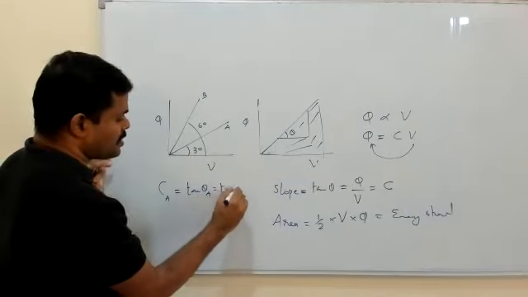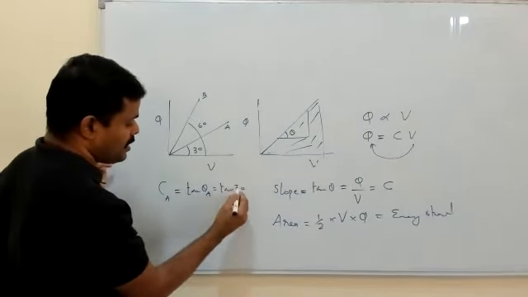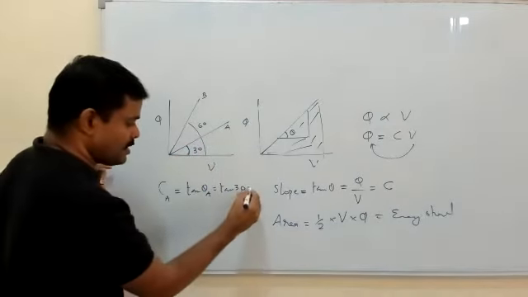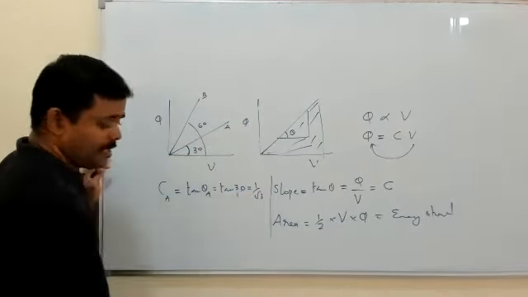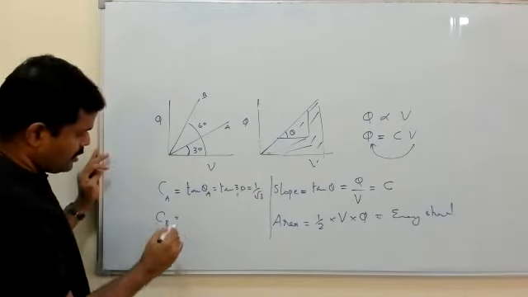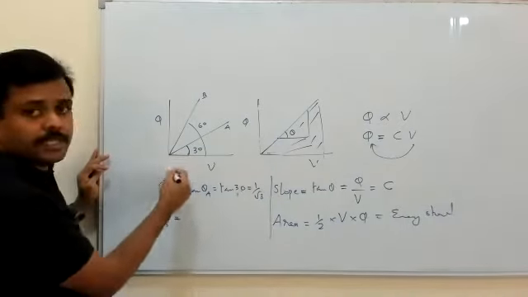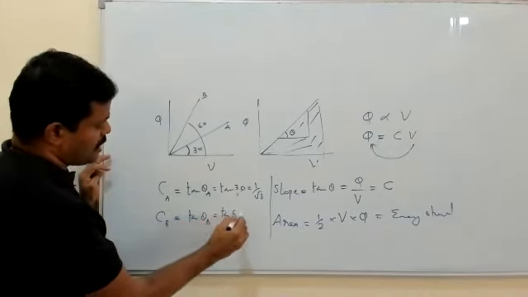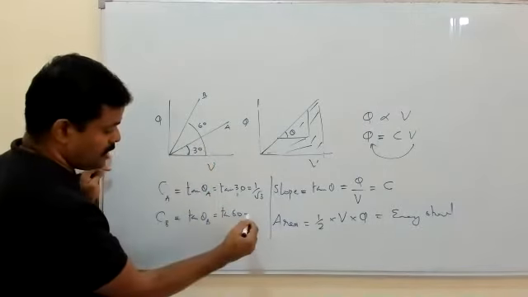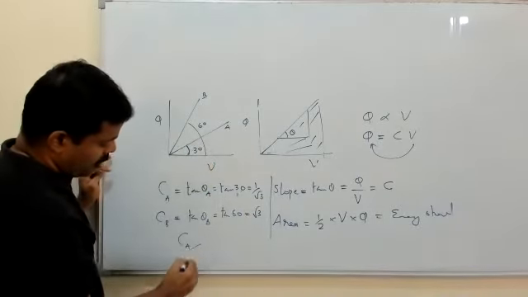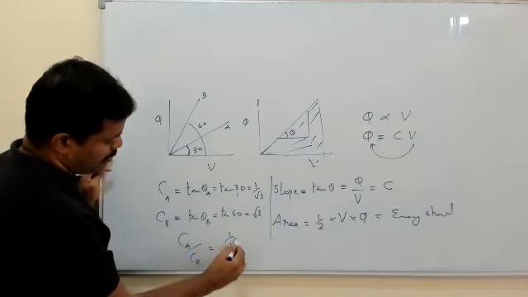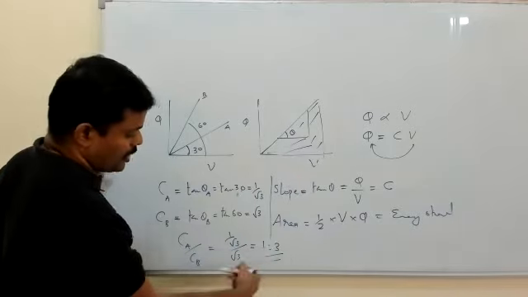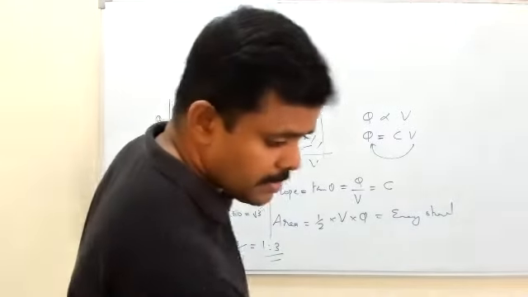That is tan 30. Why 30? Look at the angle that A is making. A is making 30 degrees. Tan 30 is 1 by root 3. Similarly, what is the capacitance of B? It is tan theta B. It is tan 60 because it's making an angle of 60 here. It is root 3. So what is CA over CB? The ratio is 1 by root 3 by root 3. Root 3 goes to the denominator, so 1:3. Did you understand?